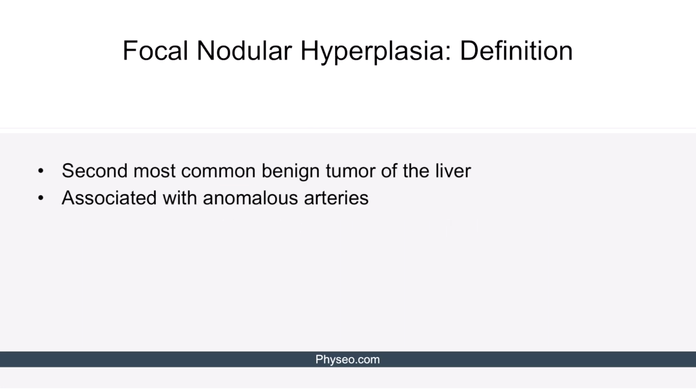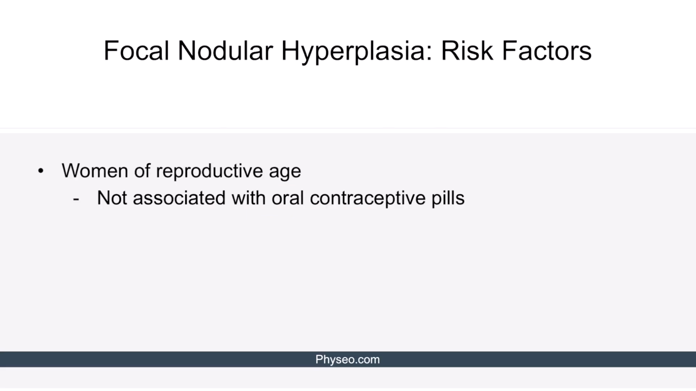Focal nodular hyperplasia is the second most common benign tumor of the liver. FNH arises as a result of hyperplastic responses to hyperperfusion that is caused by an inappropriately large artery. This large artery is typically found at the center of the lesion. Focal nodular hyperplasia most commonly arises in women of reproductive age. However, in contrast to hepatic adenoma, focal nodular hyperplasia is not associated with oral contraceptive pills.